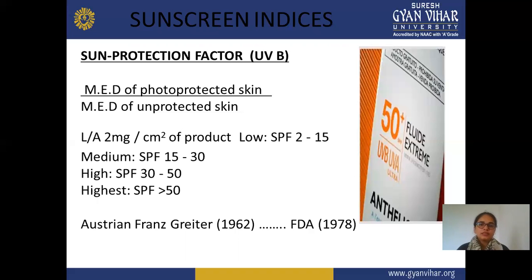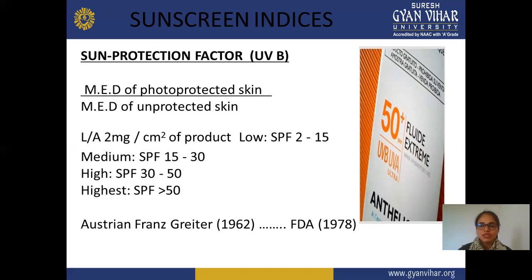Next is sunscreen indices. There is a protection formula. When you take a cream, it may be 30 SPF, 40 SPF, or 50 like this. This is the index, and according to this it has a protection property from the sunlight. It is nothing but the sun protection factor. SPF is the sun protection factor, and it is mentioned according to the protection property. In the sun protection factor, that is UVB, mainly we look at UVB in terms of the MED of photoprotected skin and the MED of unprotected skin.